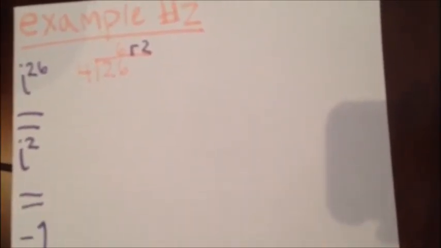Number 2. Here we have i to the 26th power. We divide it by 4 again and get a remainder of 2, which means i to the 26th power is equal to i squared, which means this is equal to negative 1.